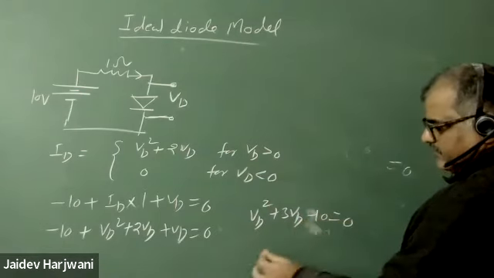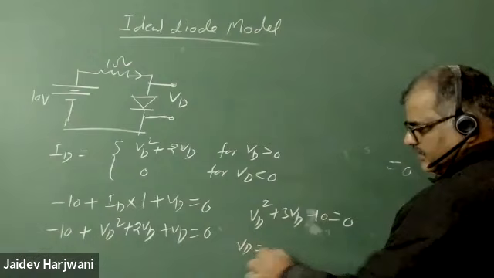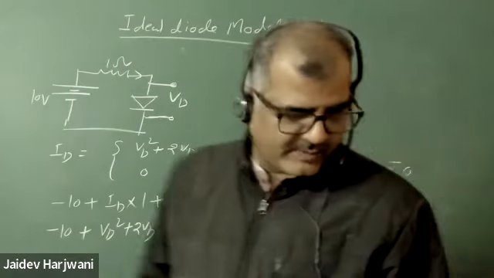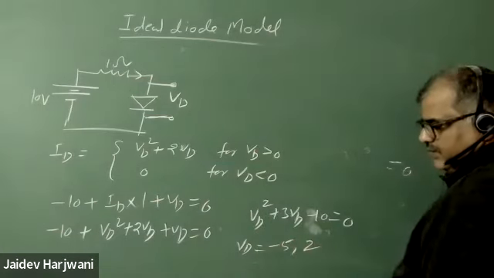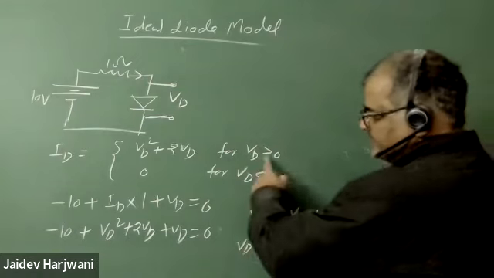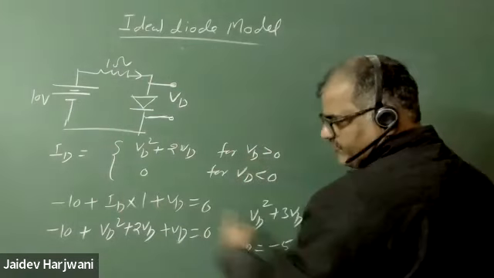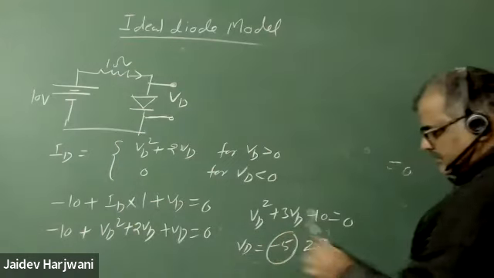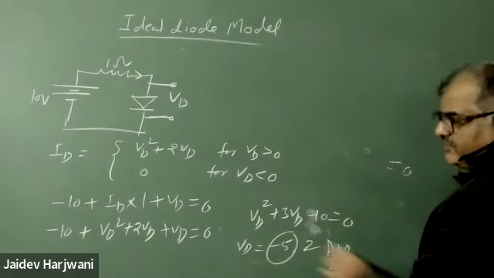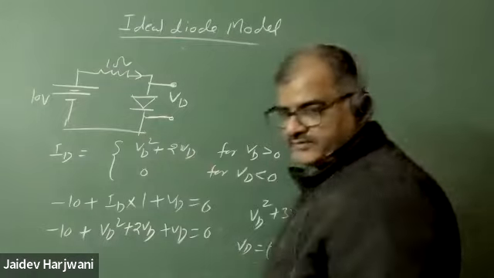Okay, so this is a quadratic equation. You will get two values of VD. VD equals how much? If we solve this, minus 5 and 2. But we are assuming VD is positive. That's why we are assuming this current is flowing, isn't it? So we cannot take negative values. So our answer is 2, because we are assuming this is positive, then only this current is flowing.